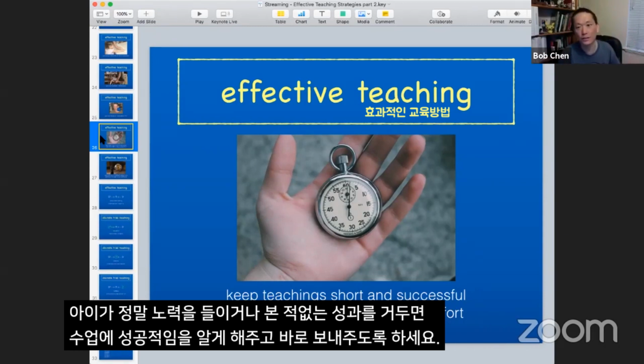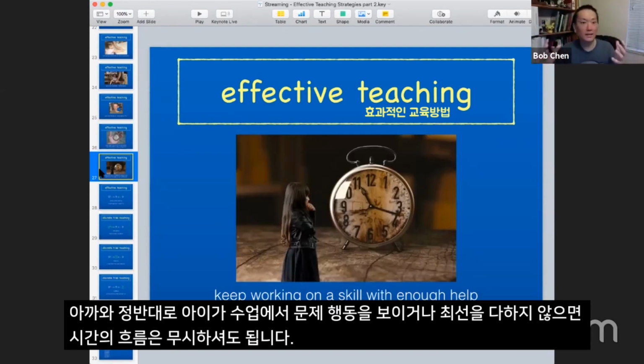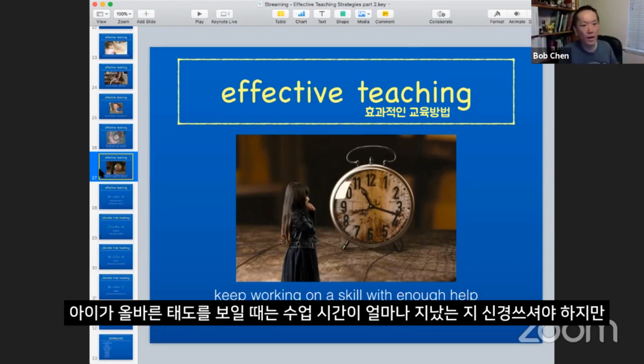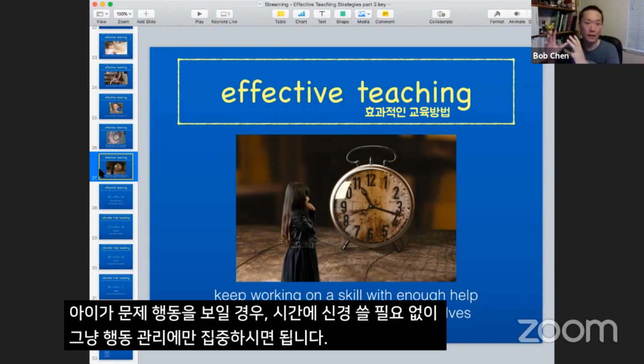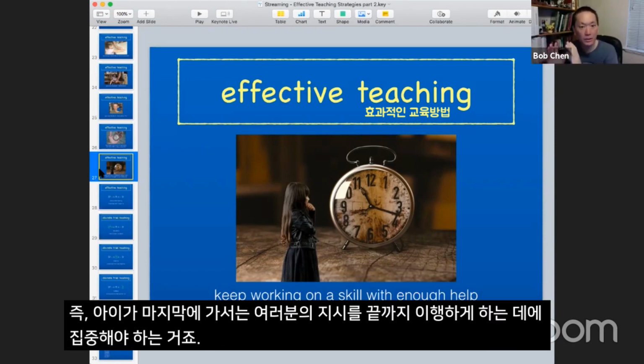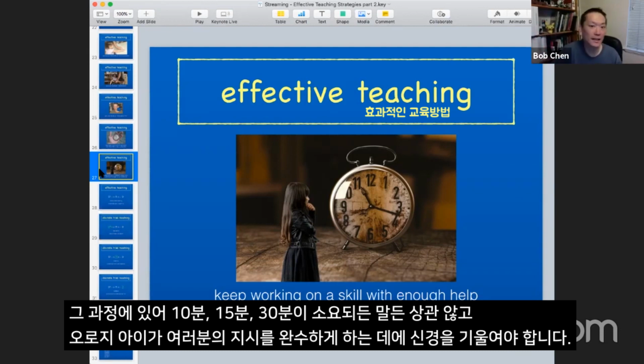Stark contrast when the child's misbehaving, all right, and they're engaging in problem behaviors, they're not trying their best, then you disregard time. Right? When they're behaving well, you want to be very conscious of how long they're working, how hard they're working. When they're misbehaving, then you don't care about the time and you're just looking at their behaviors, which is by the time that you're done, you're going to have listened to what I asked you to do. And it doesn't matter if it lasts 10 minutes or 15 minutes or half an hour, but by the time you're done, you're going to have listened to and followed my instructions.